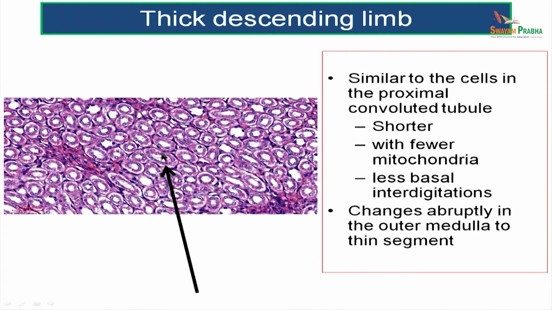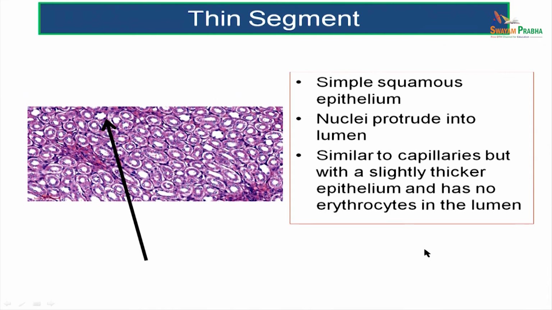We will look at the histological structure of thick descending limb. You can see in this histological picture the thick descending limb of loop of Henle, which is very similar to proximal convoluted tubule. But there are a few differences. One is that the thick descending limb is shorter, few mitochondria are present, and less basal striations are present. In the outer medulla, the thick descending limb changes into thin segment.